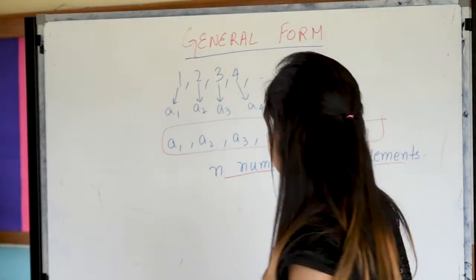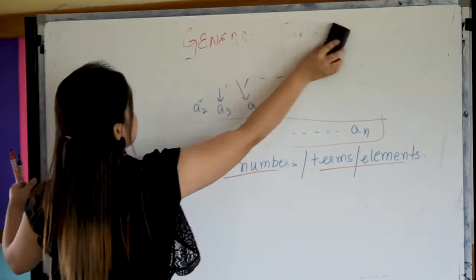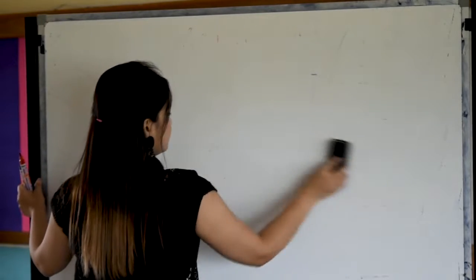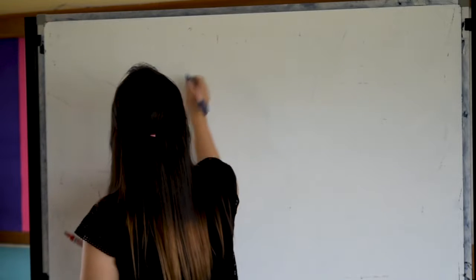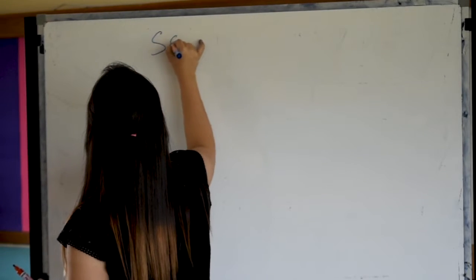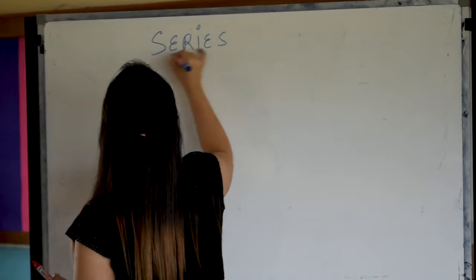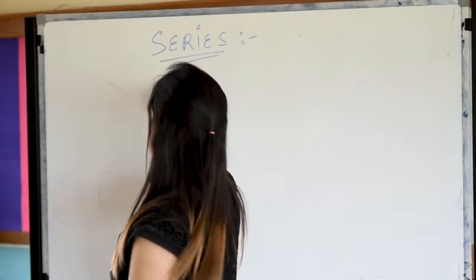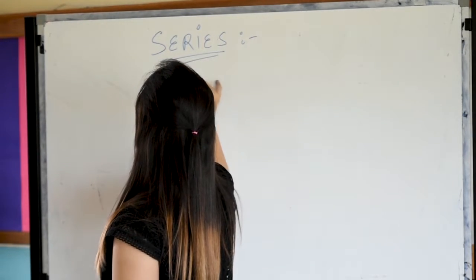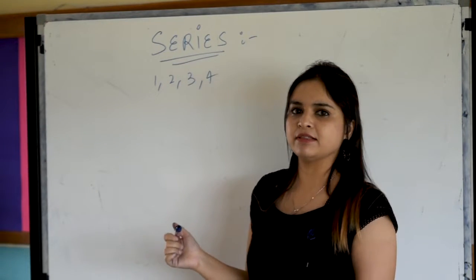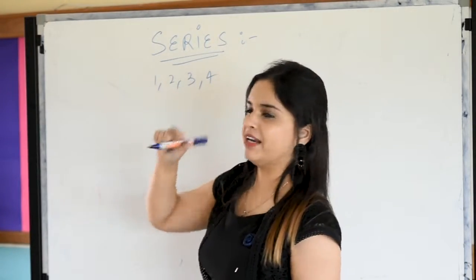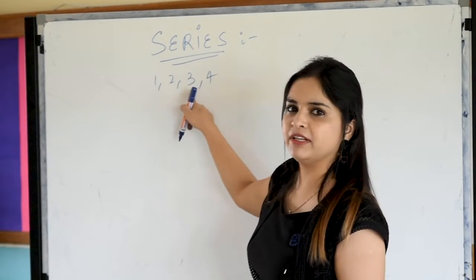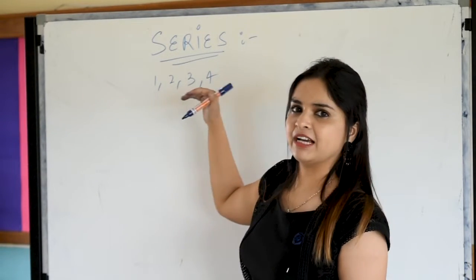So what is a series? Now we will look at series. First write down any sequence. Suppose I write 1, 2, 3, 4. This is a sequence, right? Because when you add 1 to 1, you will get 2. When you add 1 to 2, you will get 3. When you add 1 to 3, you will get 4, and so on.